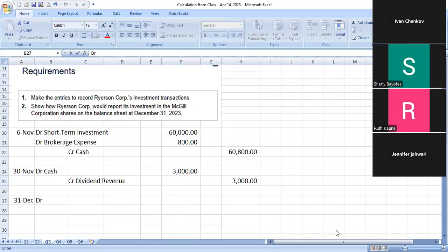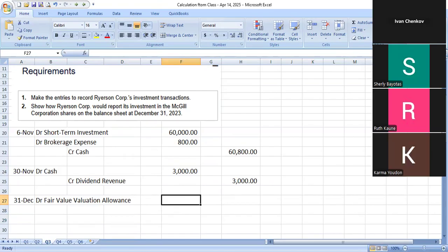Now you don't have to remember this account because it will be given to you. But the account is called Fair Value Valuation Allowance. Make sense? So in this case, you're going to debit the Fair Value Valuation Allowance account. How much? 2,000.